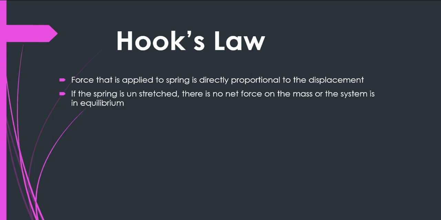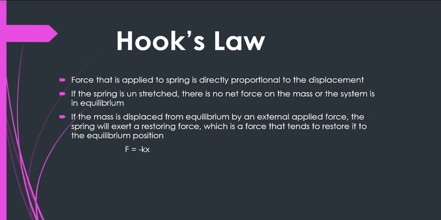If the spring is unstretched, then there is no net force on the mass and the system is in equilibrium. If the mass is displaced from equilibrium by an external applied force, the spring will exert a restoring force, which is a force that tends to restore it to the equilibrium position. That force, dear students, which brings the body back to its mean position, is called restoring force. Mathematically, F is equal to minus kx.